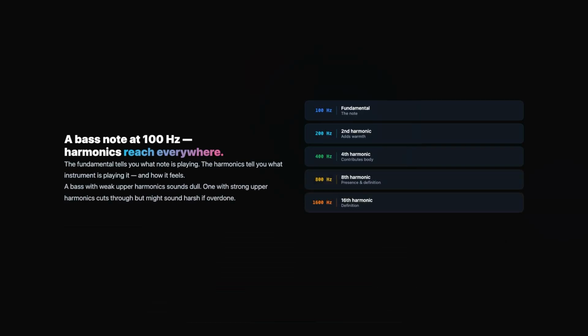A bass sound with weak upper harmonics will sound dull and undefined. One with strong upper harmonics will cut through a mix but might sound harsh if overdone. The fundamental tells you what note is playing, but the harmonics tell you what instrument is playing it and how it feels.